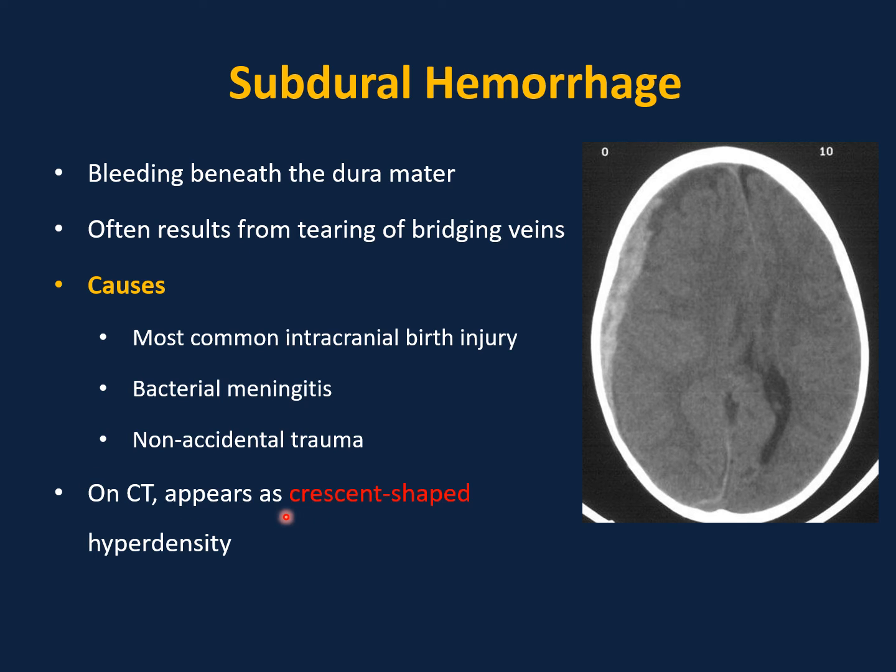On CT scan you will see a crescent-shaped hyperdensity, and usually associated with cerebral edema and shift to the opposite side, shift of the brain structure to the opposite side. As you see here, there is a shift of the structure. This side is much bigger than this side.